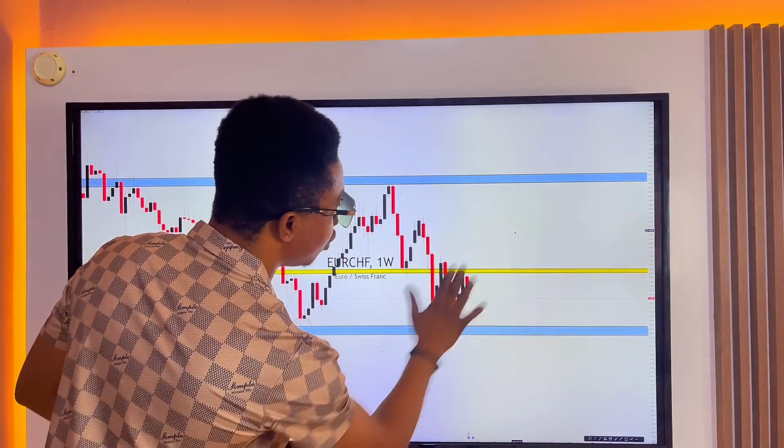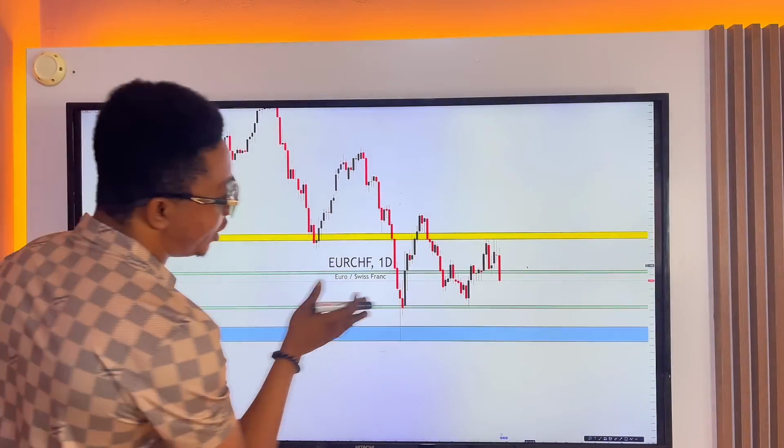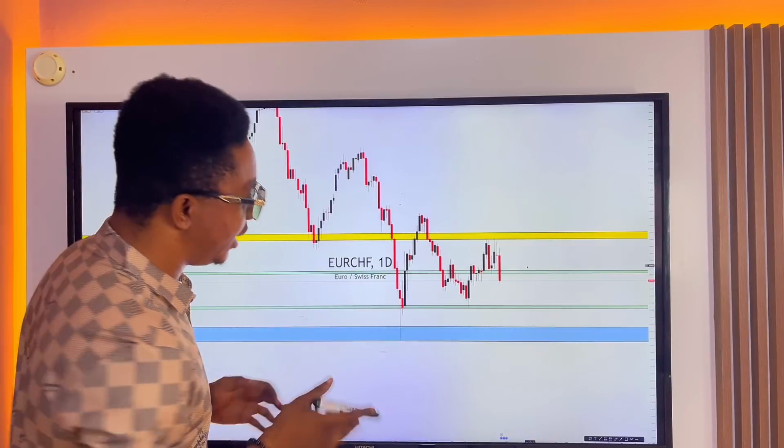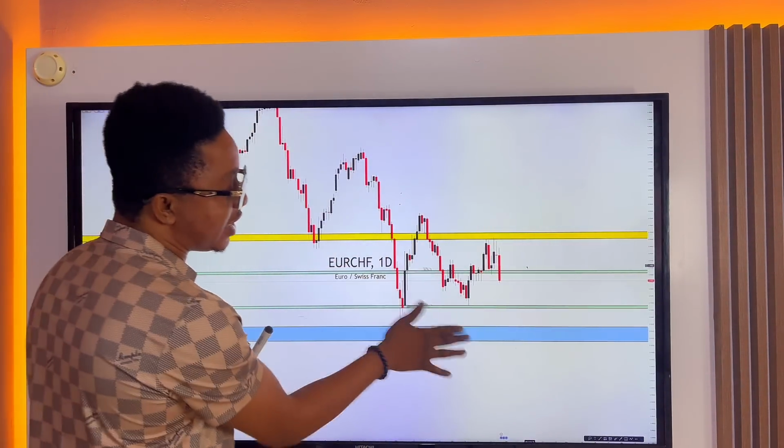All right. So let's go to the daily very quick. All right, so this is EURCHF on the daily time frame. Now EURCHF on the daily, let's explain. We have the daily upper zone and the daily lower zone. What else do we see here on the daily time frame?